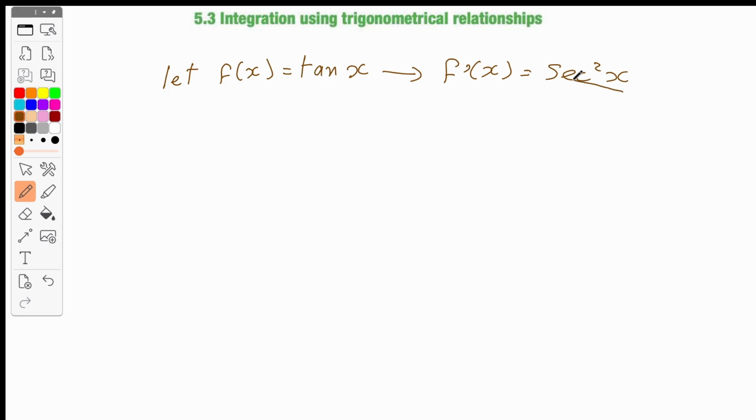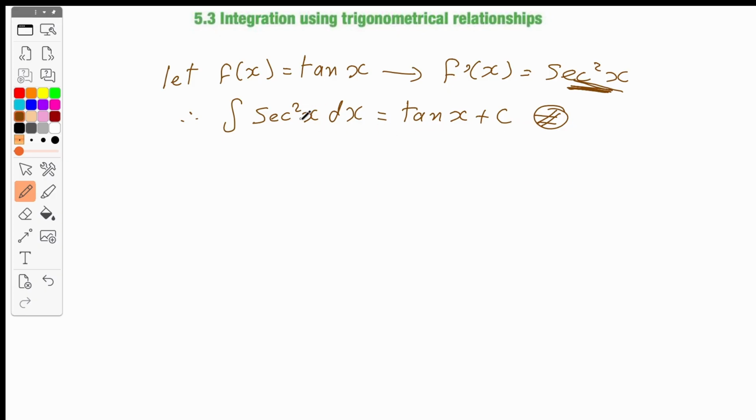It means if I want to integrate secant squared x, we can start here with the first identity, the first formula. The integral of secant squared x dx will be tan x plus c. This is the first formula, and it will be given in the formula sheet, but you should memorize it. The integral of secant squared x equals tan x plus c.